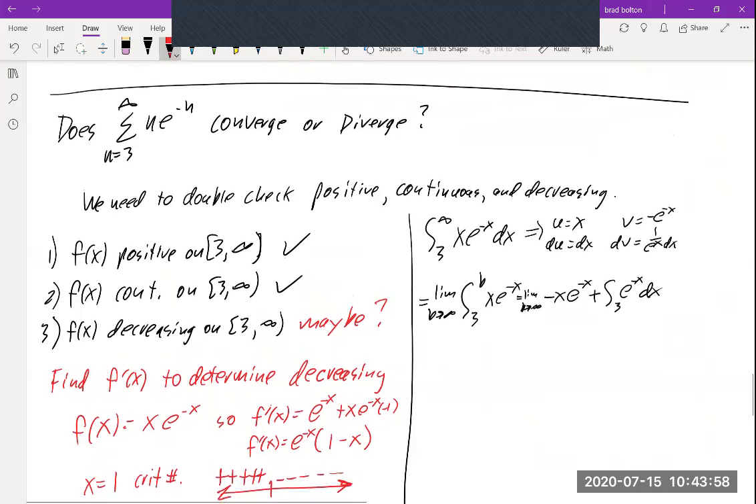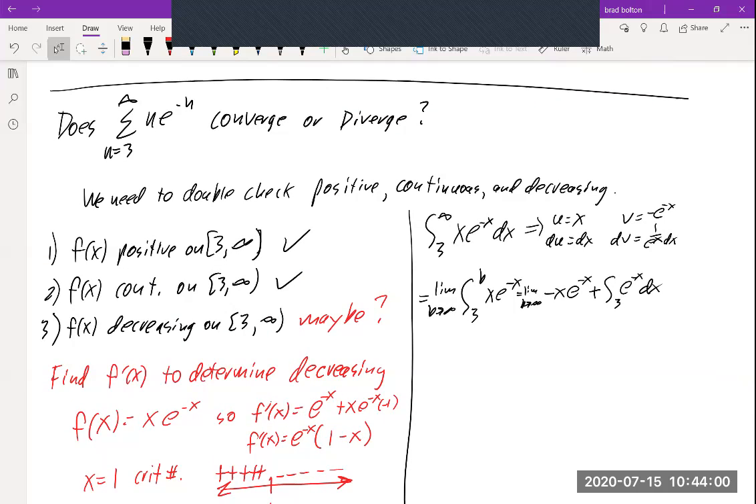So let's take a look at this one. This is a little bit more difficult one. It says, does the series n equals, sorry, the sum of n e to the negative n converge or diverge, okay? So we're going to double check if it's positive and continuous and decreasing. In general, the only hard one normally to check is decreasing.